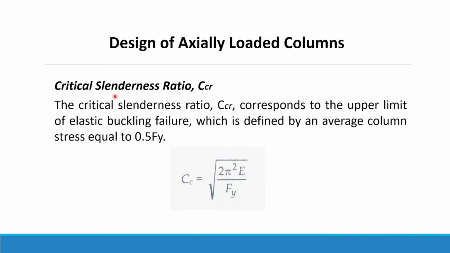And for the critical slenderness ratio, or C sub CR, it corresponds to the upper limit of elastic buckling failure, which is defined by an average column stress equal to 0.5 Fy. And the formula for the critical slenderness ratio, C sub CR, is equal to the square root of 2 pi squared E all over F sub Y.